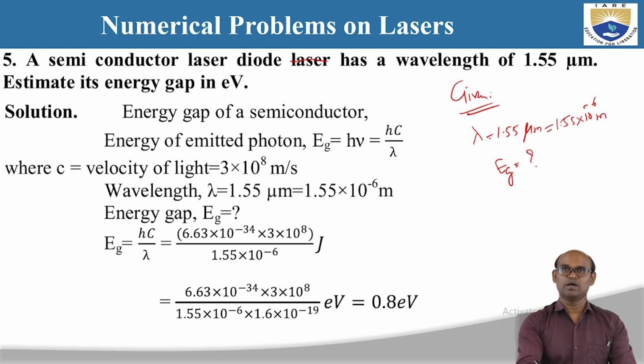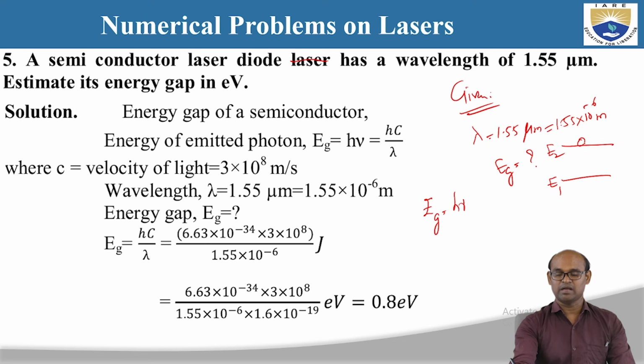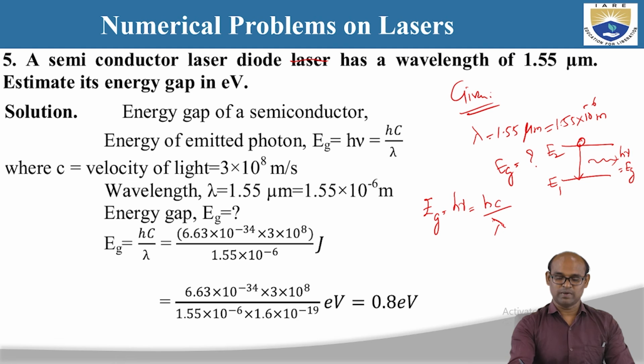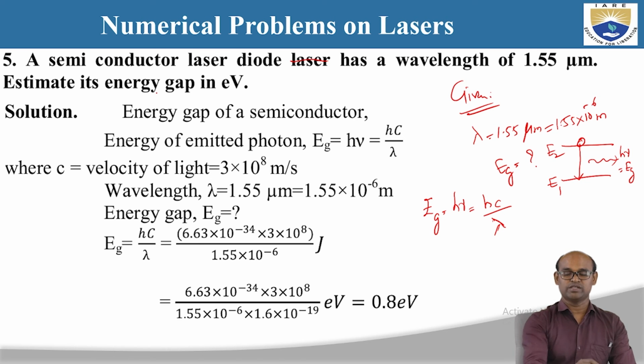We already know the formula; we have worked it out in the earlier problem. Energy gap is given as h nu, because we have discussed that if you have two energy states E1 and E2, and an atom decays to the ground state by emitting a photon of energy h nu, then h nu is equal to the energy gap Eg, or E2 minus E1. Nu is frequency; you can write it in terms of lambda, because lambda is given here as an input parameter. So nu is c by lambda, and Eg is hc by lambda.